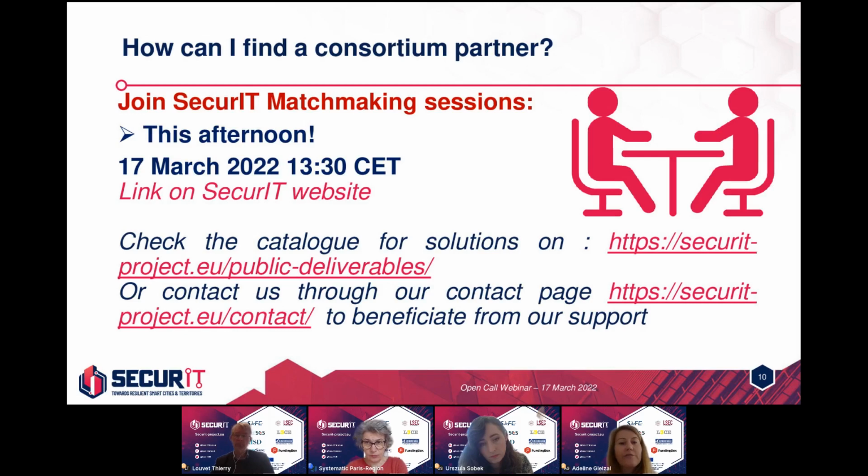So how can you find a consortium partner? We set up some matchmaking sessions. The second session is organized this afternoon. The link is on the SecurIT website, but if you haven't had the chance to register for this session, you can still check on the SecurIT website. We developed a catalog of solutions with over 80 solution offers from European companies. So you can check if you can find a potential partner through this catalog, or you can also contact us directly so we can help you find a partner according to the skills and experience you are looking for.